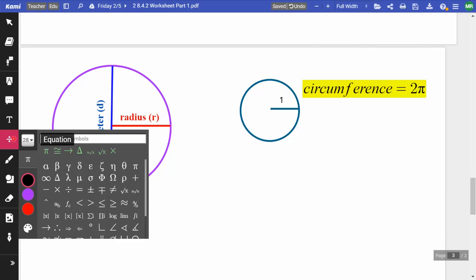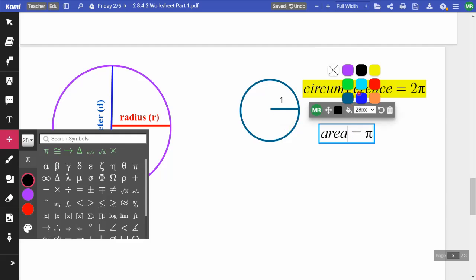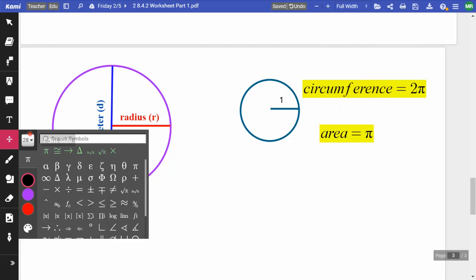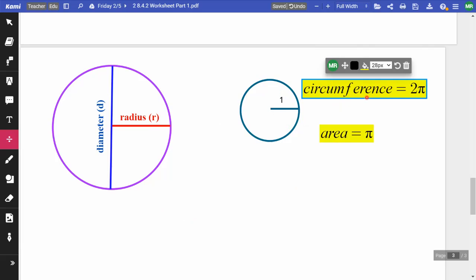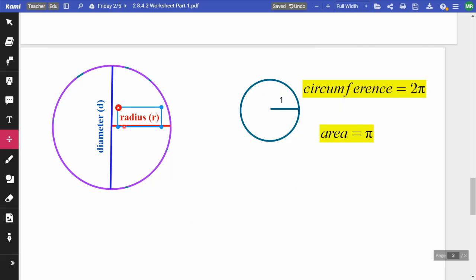Now, if I'm going to be doing the area, it was equal to pi, 3.14, again, for a circle of radius 1. And what that means is that all circles are similar. So if a circle of radius 1 has a circumference of 2 pi, then a circle of radius r, which is r times bigger, has a circumference, which is like perimeter, that is also going to be r times bigger.